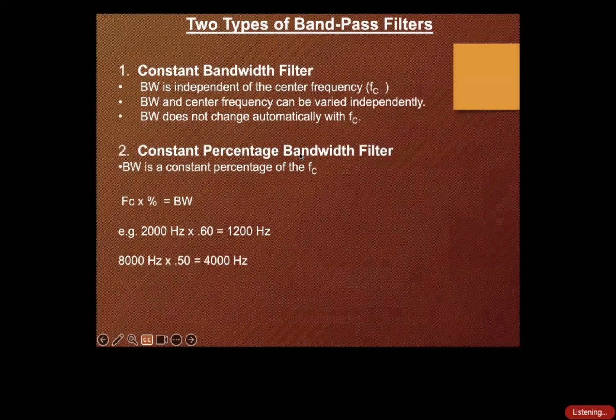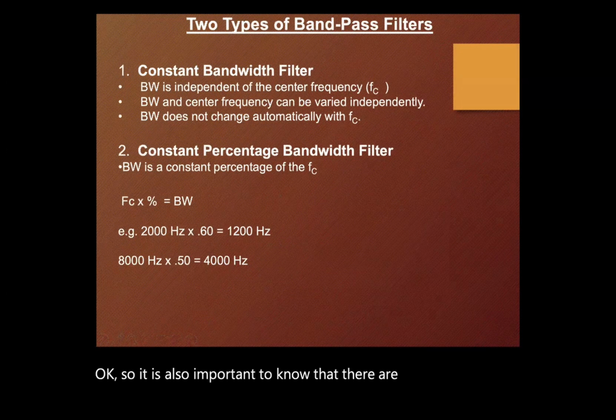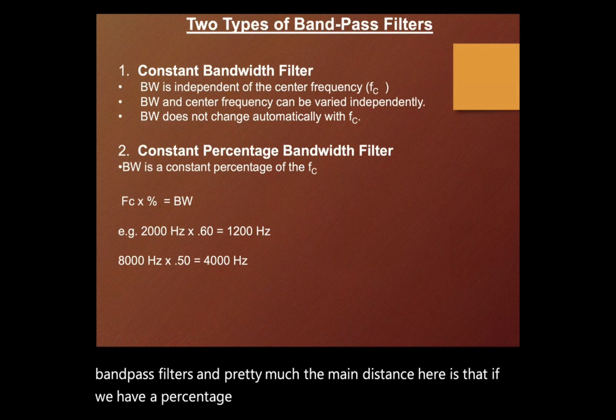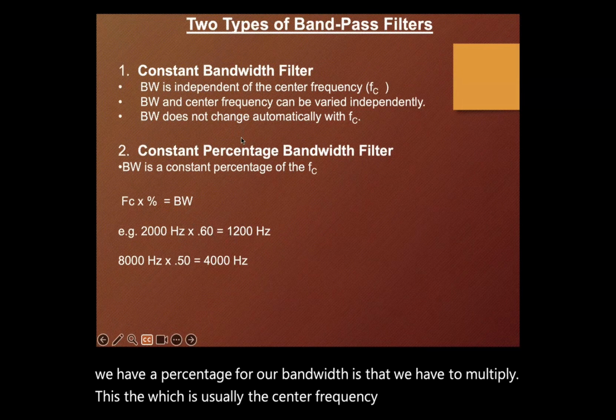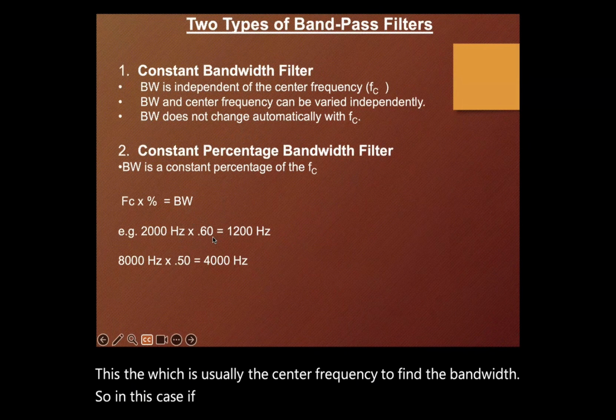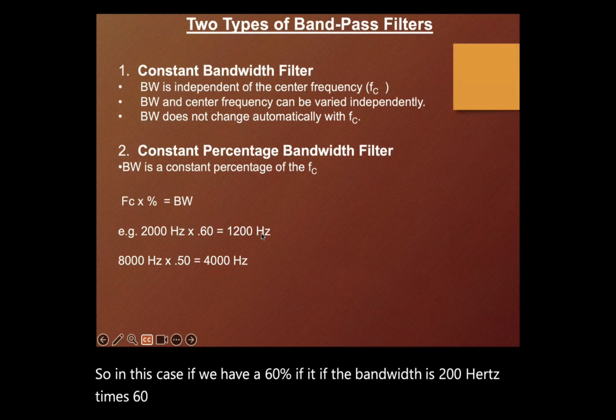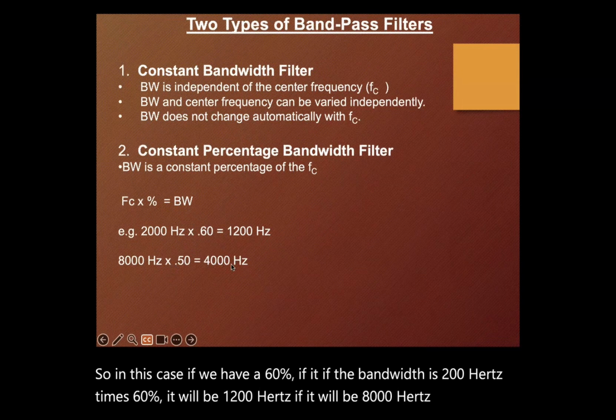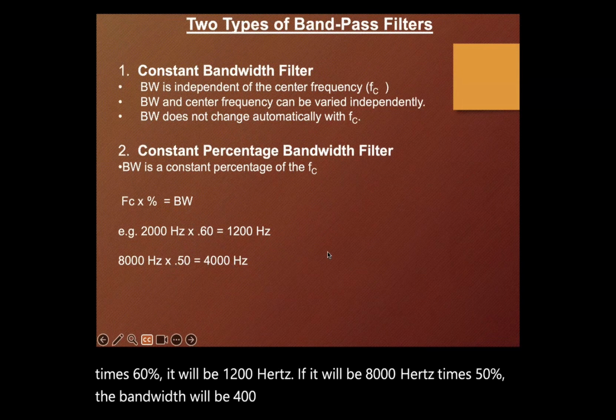It is also important to know that there are two types of bandpass filters, and the main distinction is that if we have a percentage for a bandwidth, we have to multiply it by the center frequency to find the bandwidth. So if the center frequency is 2000 hertz times 60%, the bandwidth will be 1200 hertz. If it is 800 hertz times 50%, the bandwidth will be 400 hertz.